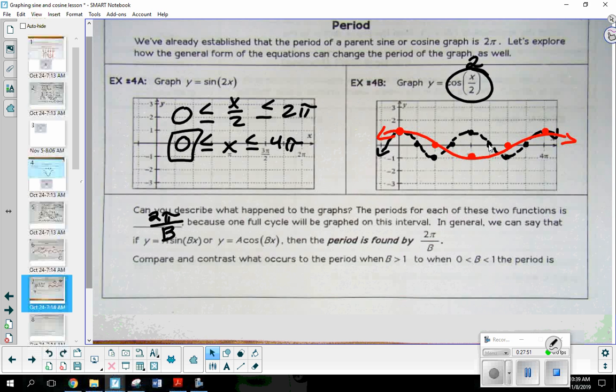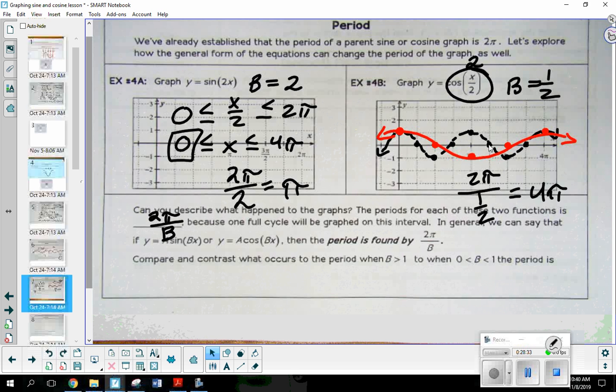So if I were to go back to these graphs here, in this case, for sine of 2x, b would equal 2. For cosine of 1/2 x, b would be 1/2. So go ahead and apply the formula, and let's see if it's accurate. Okay, 2 pi divided by b, but for problem 4a, b was 2. Well, what's 2 pi divided by 2? Pi, and that was the period for that particular problem. If I'm going to apply it to this second one here, 2 pi over b, but b is 1/2. Okay. Well, what's 2 pi divided by 1/2? That is 4 pi. Again, the period that I got for that one.